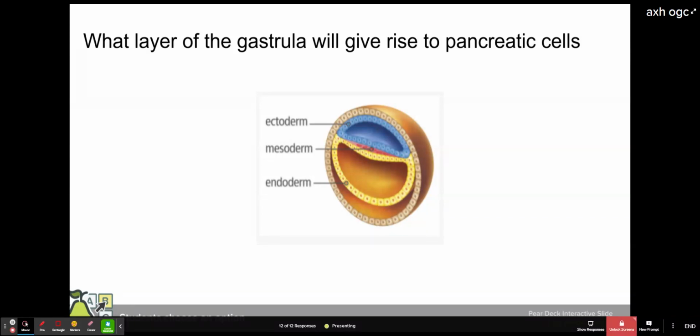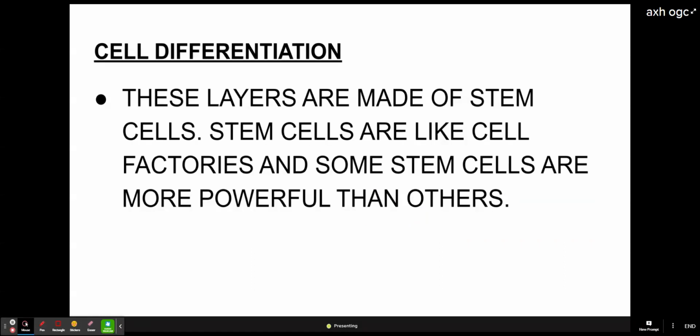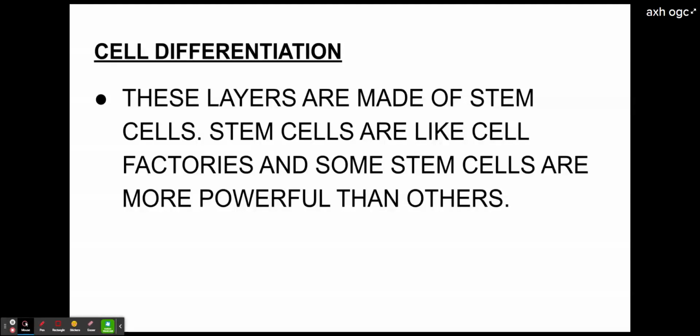Good, that's the inside, the endoderm. So these layers are made of stem cells, right? Stem cells, we've all heard. What does that mean? You can see moisturizer with plant stem cells. A stem cell is just a cell that can undergo mitosis many times and serve as like a factory or a manufacturer of particular types of cells.